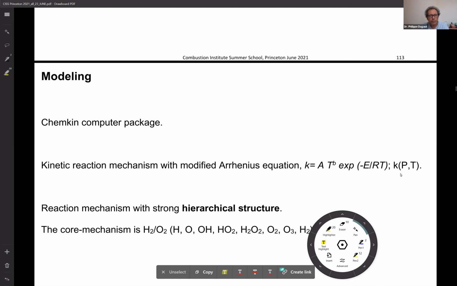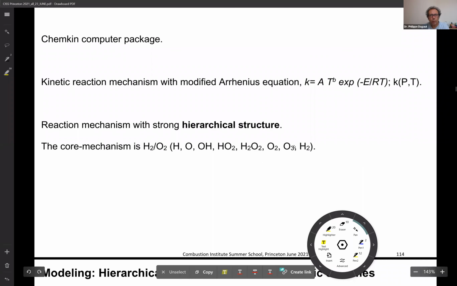The reaction mechanism is developed with a strong hierarchical structure. The core mechanism being that of hydrogen-oxygen, and it includes reactions involving H atoms, O atom, OH radical, HO2 radical, H2O2, molecular oxygen, ozone, and molecular hydrogen.